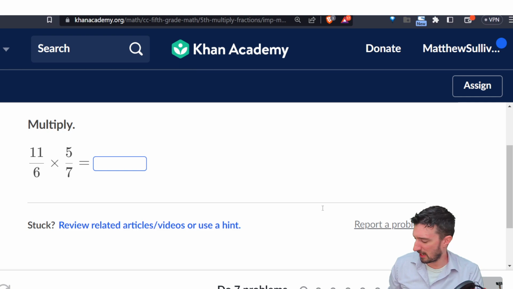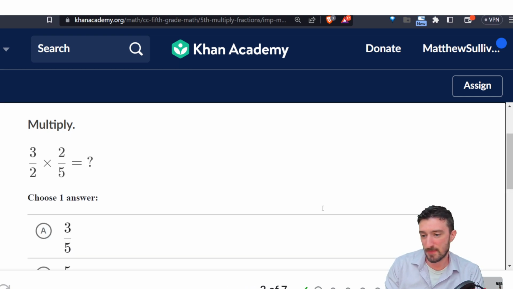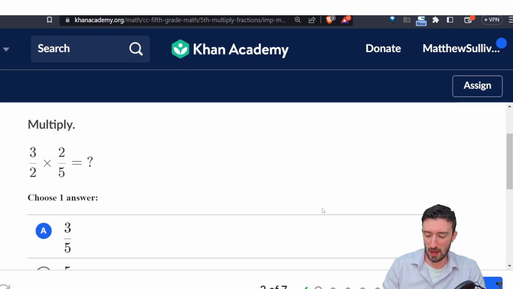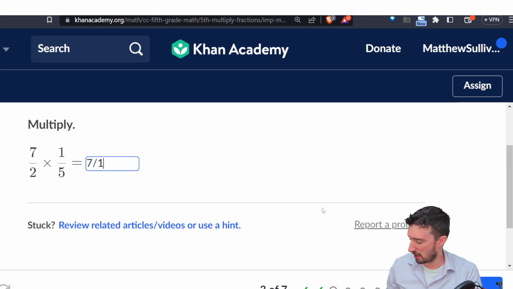This one, kind of a boring problem. I'm just going to throw the answer in there. But this one, cancel out those 2's. Answer's just 3 over 5 right there. It's already waiting for me. Boom. This one, not much to do, 7 over 10.